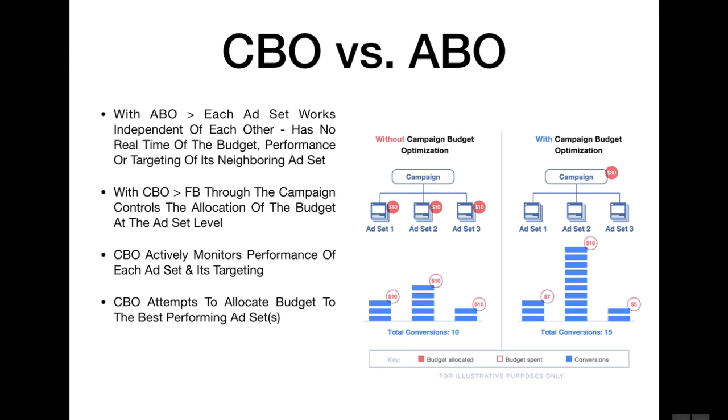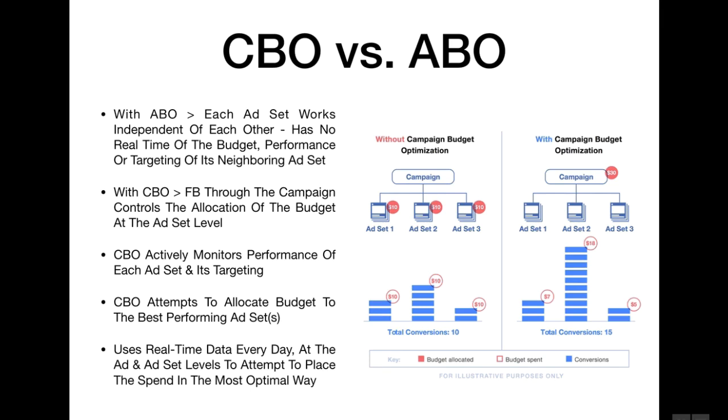Okay, now CBO will attempt to allocate budget to the best performing ad set. It uses real-time data every day at the ad and ad set levels to attempt to place the spend in the most optimal way. As you can see on the right hand side, Facebook allocated $18 on ad set number 2, which brought more conversions than with ABO.